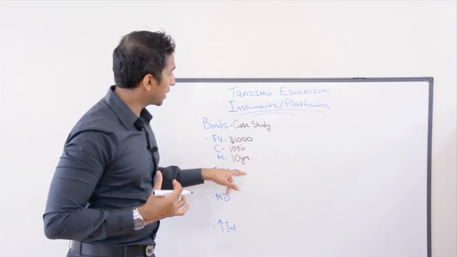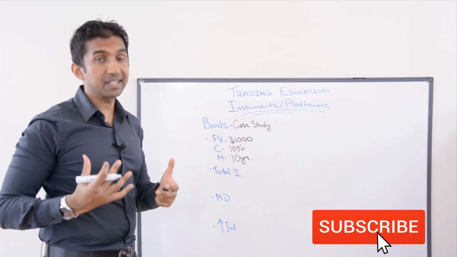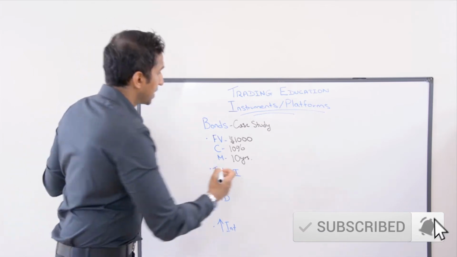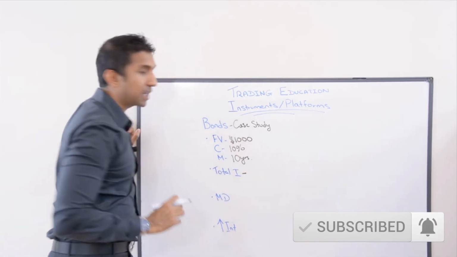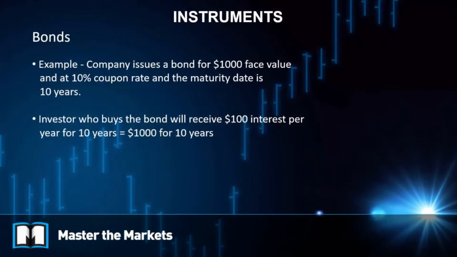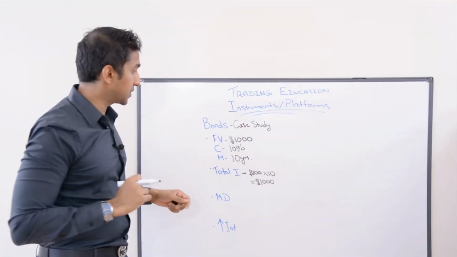Now let's calculate the interest that the investor will now receive. Now the investor will receive at a 10% rate for 10 years. So 10% of 1,000, that would be $100, and $100 each for 10 years would be times 10, that will give you a total of $1,000 interest, which the investor will get for buying the bond at $1,000.